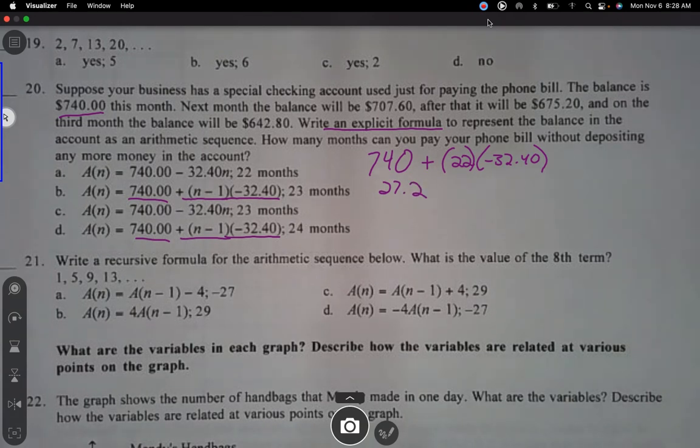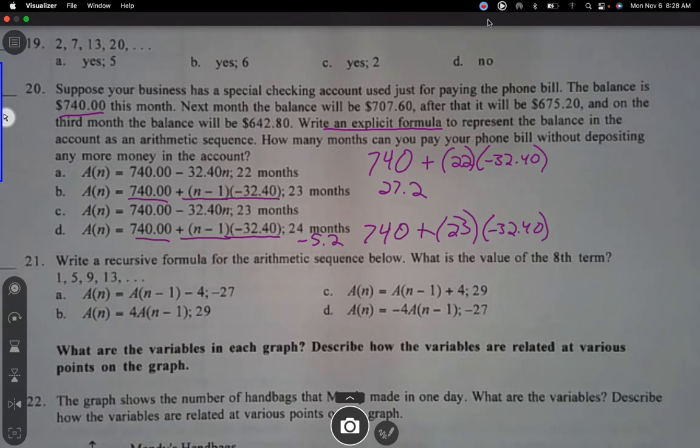Now on this one, what do I plug in? 24, and let's see what happens there. So I would have 740 plus, what's 24 minus 1, times negative 32.40. Plug this number in. And what do I end up with? A negative number. So which one could I use and not need more money?